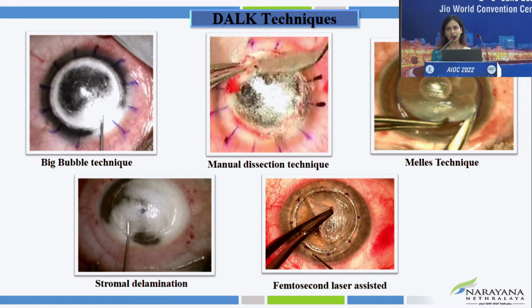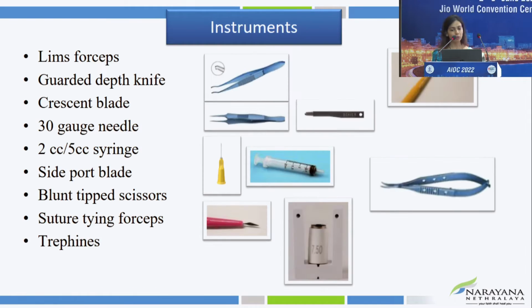So there are various techniques, the most common and popular being the big bubble, but over time we've realized that a lot of manual dissection is our fallback method or the first method of choice for this surgery, and we'll be going over a few.